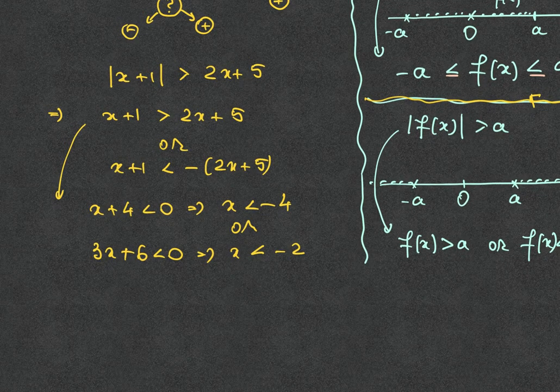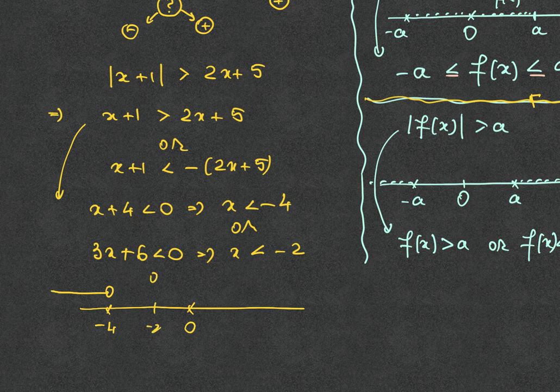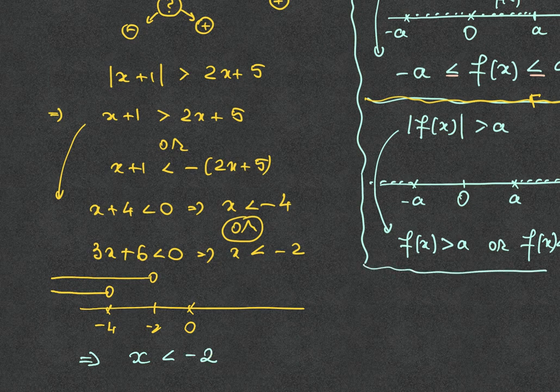So the solution for this inequality is x smaller than negative 4 or x smaller than negative 2. Or means either one or the other. Therefore, I can write them both in one, x smaller than negative 2, as the first one is included in the second one.